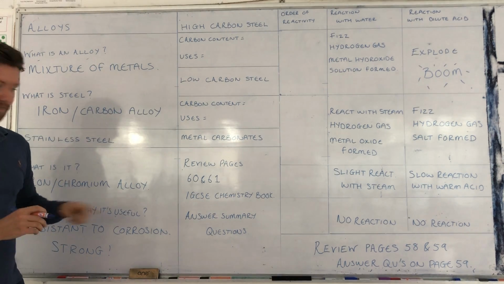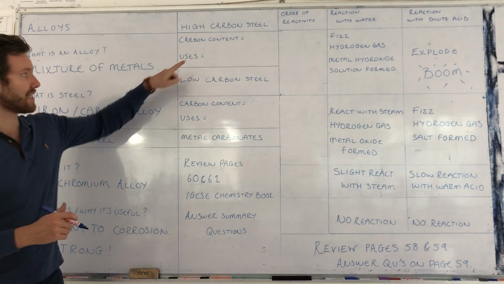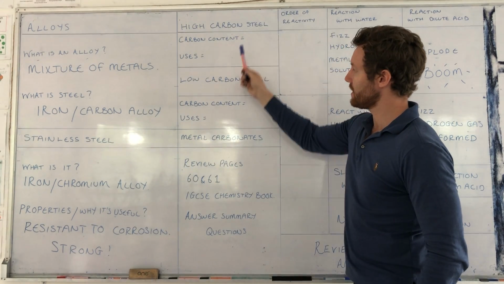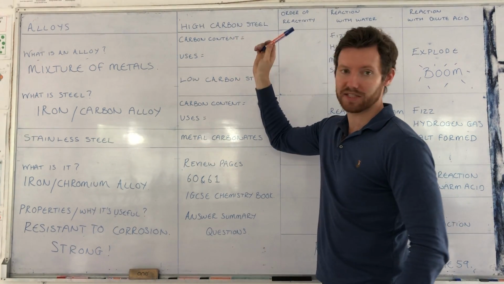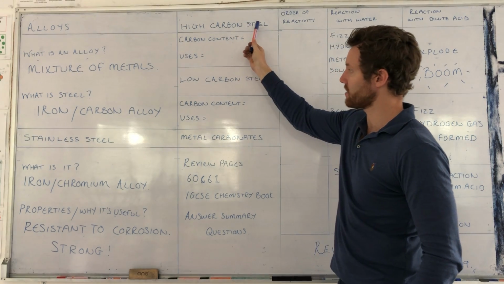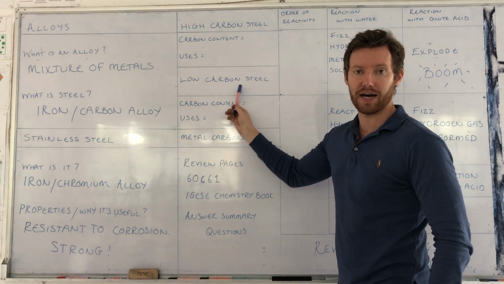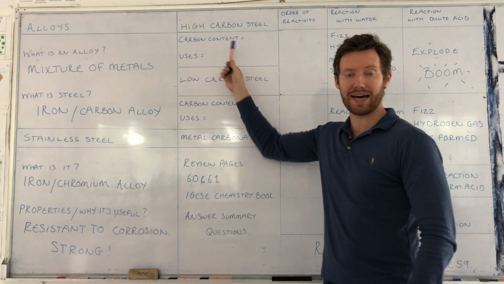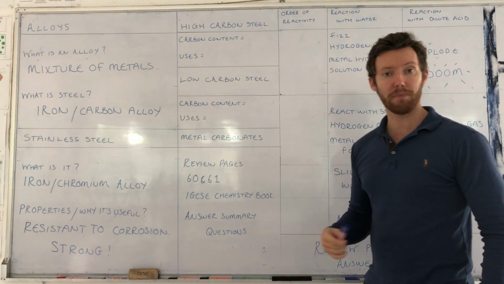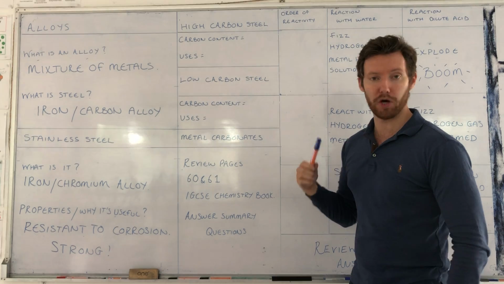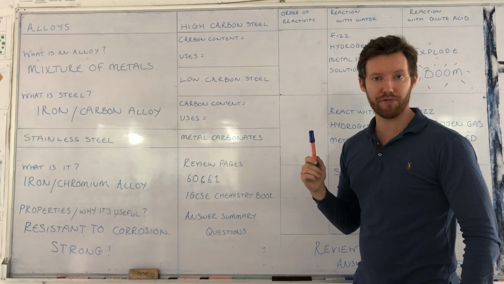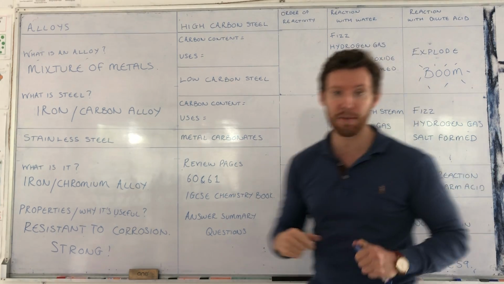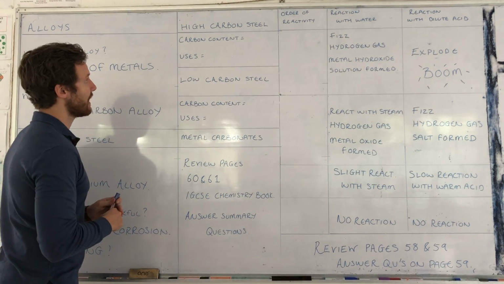We've done number one. Number two, let's look at a little bit more detail. We have two types of carbon steel. We have high carbon steel and low carbon steel. To differentiate between them, they have a different carbon content, and from this they serve different purposes, or they have different uses within our everyday life. Carbon content of high carbon steel.